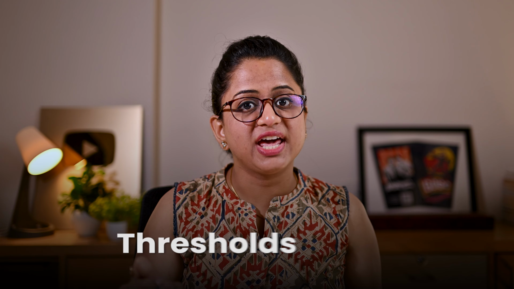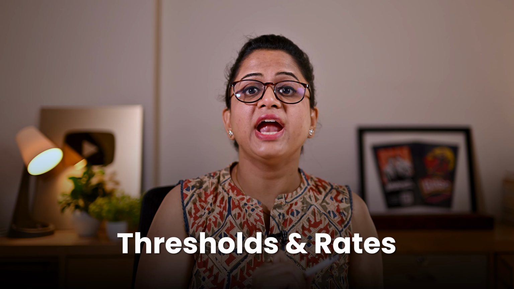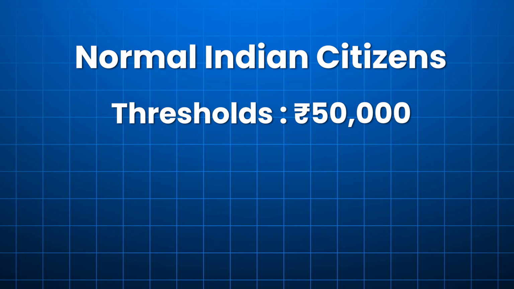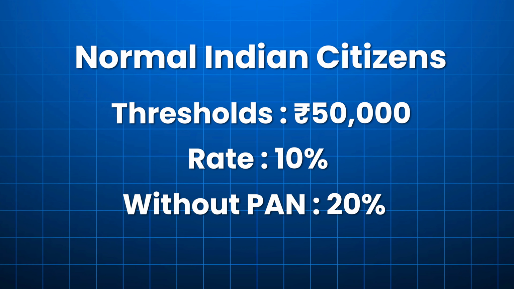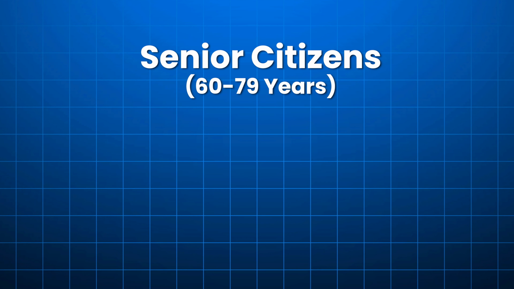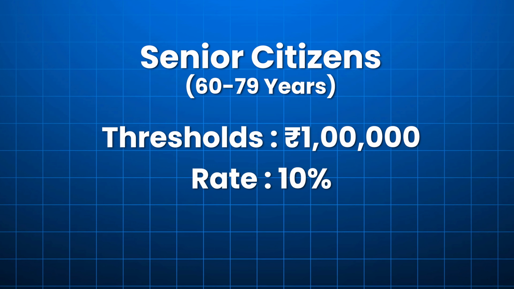Now, the next question arises: what is the threshold and at what rate is the TDS deducted on the interest on FD? So, for a normal Indian citizen, the threshold is Rs 50,000 and the rate is 10%. But if you do not have PAN, the rate will increase to 20%. For a senior citizen, the threshold is 1 lakh and the rate is 10%.